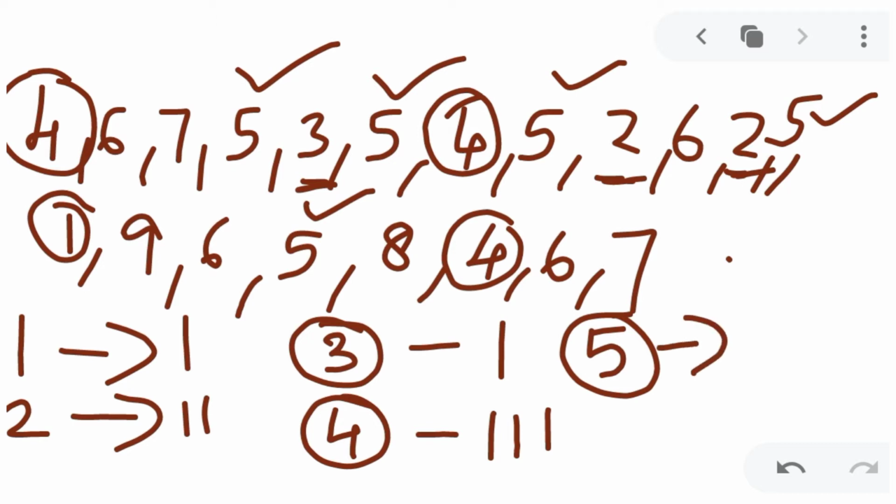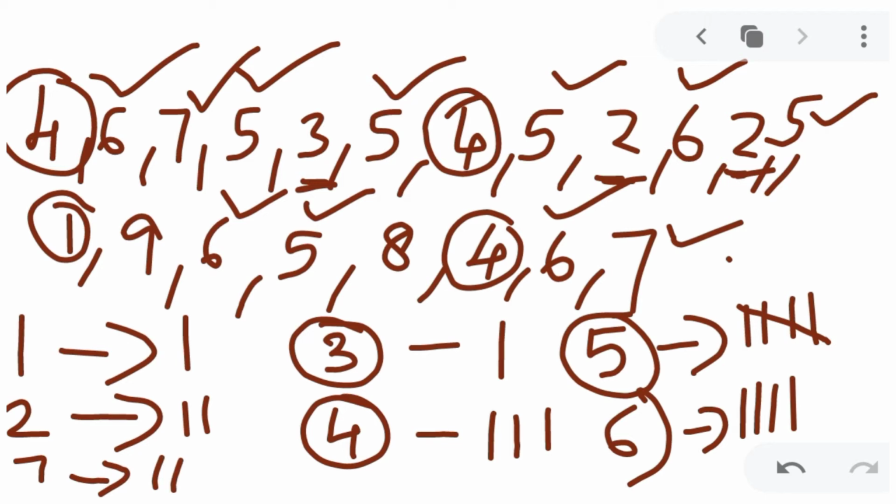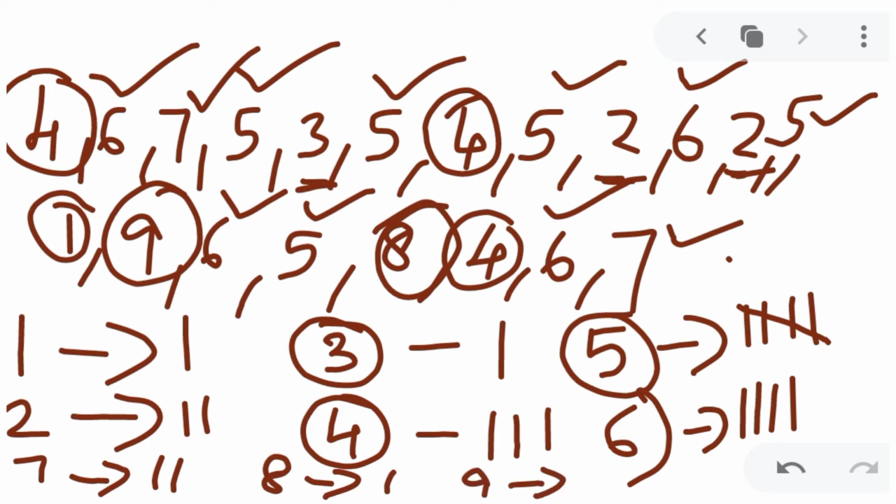So how can we write 5 in tabular form? That means tally marks. This is the way we can write 4 lines, then cross it. Then 6, how many 6s are there? 1, 2, 3, 4. So for 4 we can write 4 lines. Then 7, how many numbers? 1, 2. So 7 we can write 2. Then how many 8s? 1. And 9 also 1. So 8 is 1 time and 9 also 1.